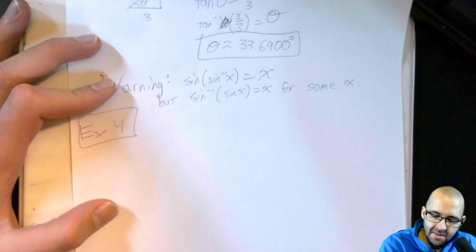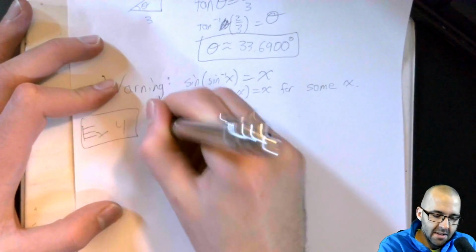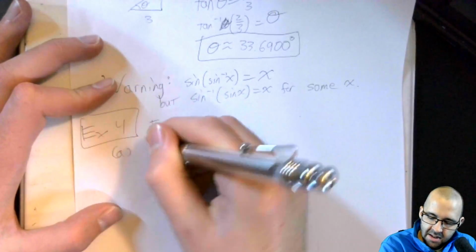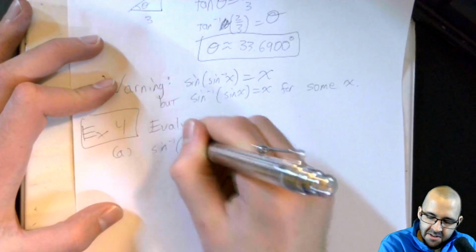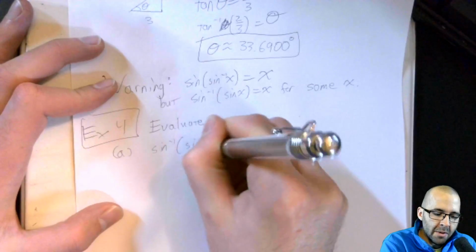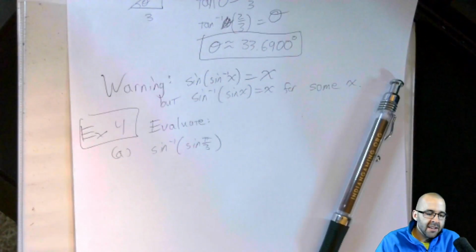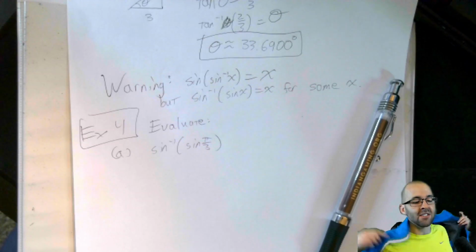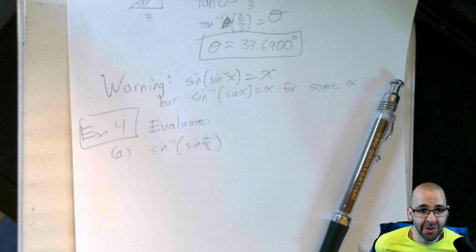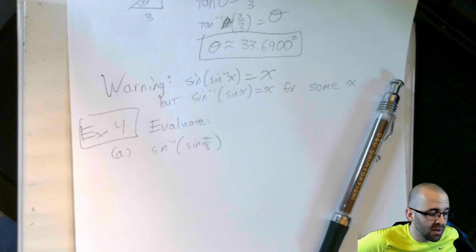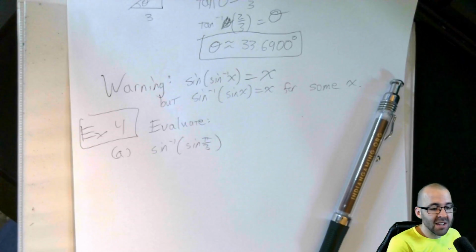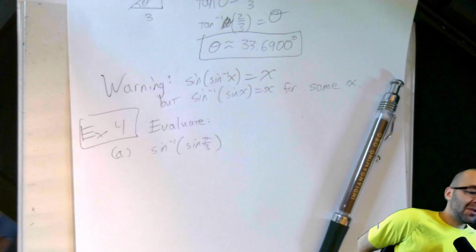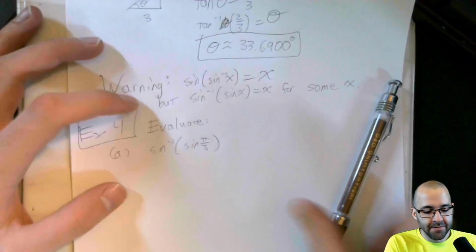All right. Evaluate. Part A is going to be the sine inverse of sine of pi over 3. So again, if you can memorize when this fact is true, I'm not even going to tell you when it's true. You can find that in the book if you want. I really think it's a waste of memorization time to try to do it that way. Let's just approach this the way that we know how.